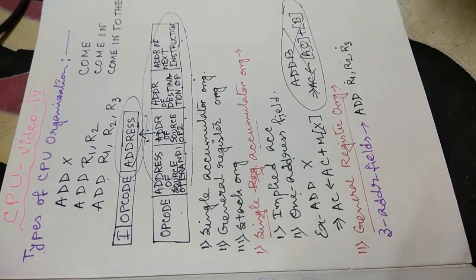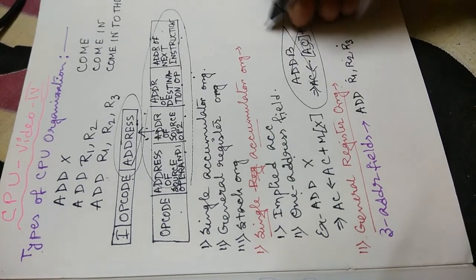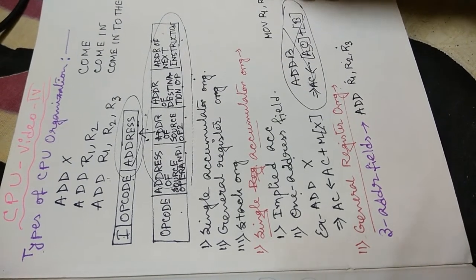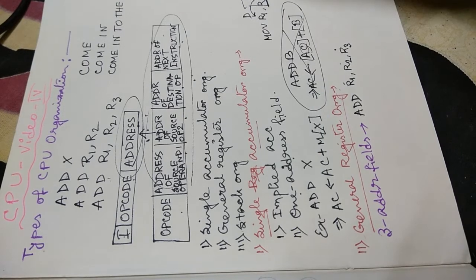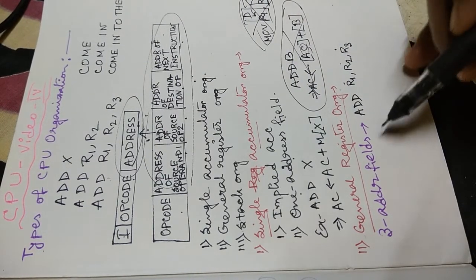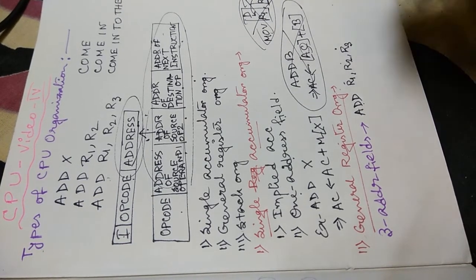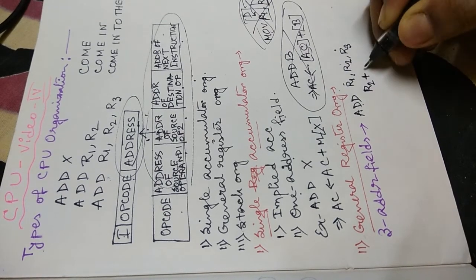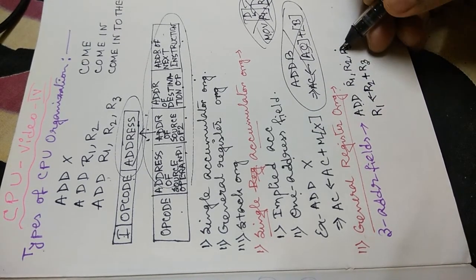In RTL, that means in register transfer language, you already studied that. For example, it is move R1, R2. That means the content of R2 is moved to R1. That means it is source, it is destination. So source is in the right hand side and destination is in the left hand side. Okay, so the example for 3 address fields is add R1, R2, R3. So in RTL I can write it as content of R2 plus content of R3 are added and the result is stored in R1. So these are the sources and it is the destination.